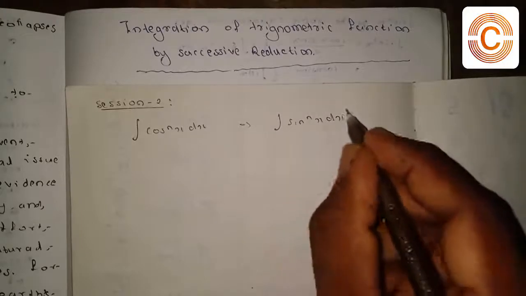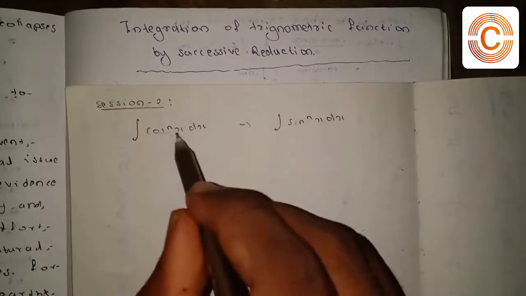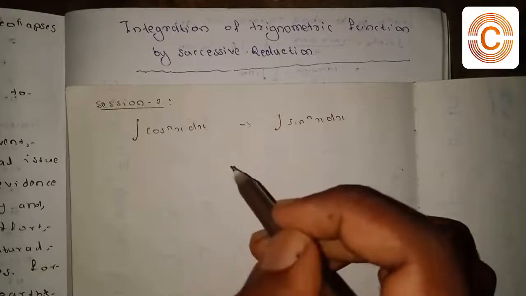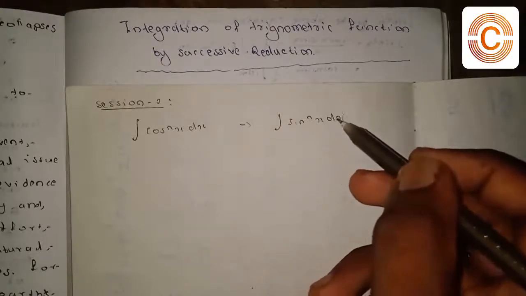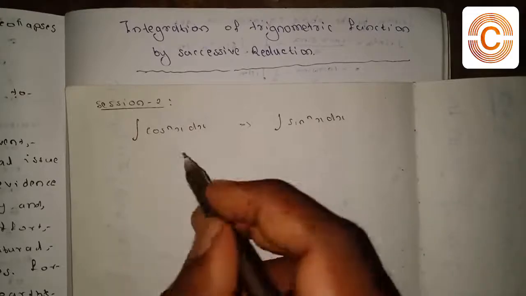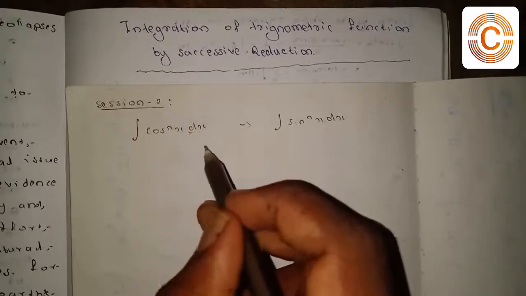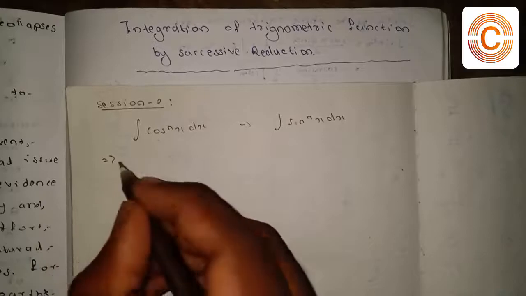So the integral of cos^n x dx follows the same procedure as the integral of sin^n x dx. So let's start with how to find the integral of cos^n x dx.